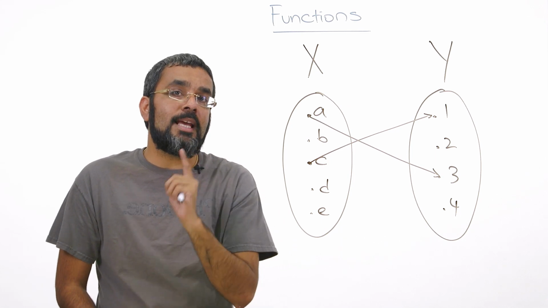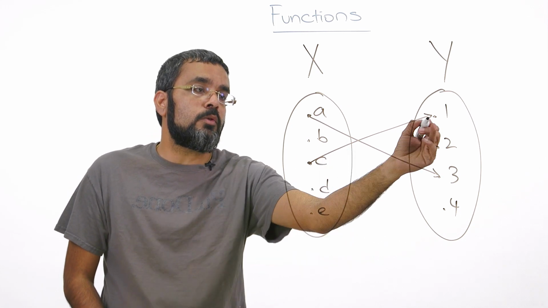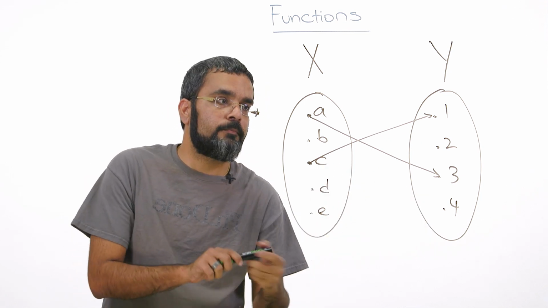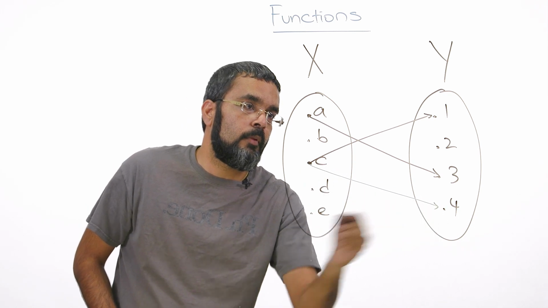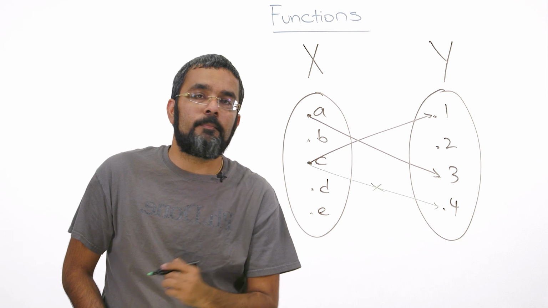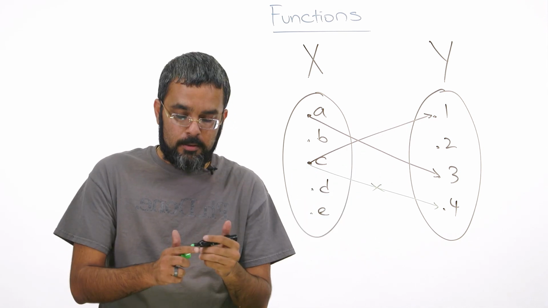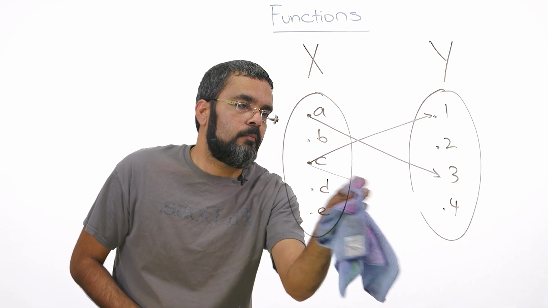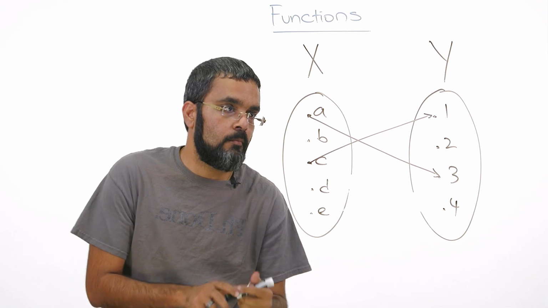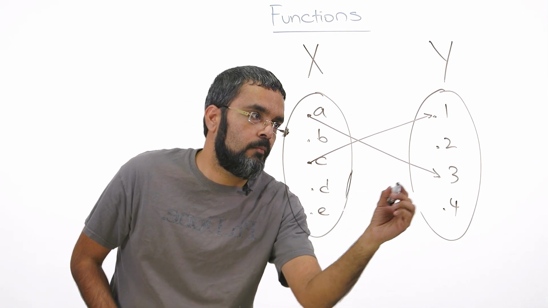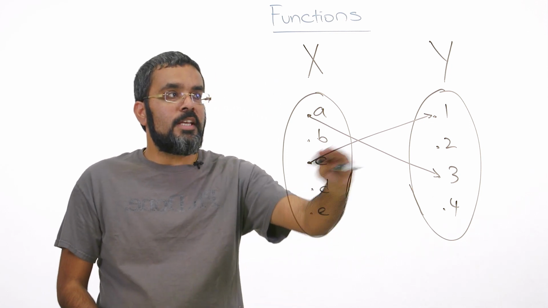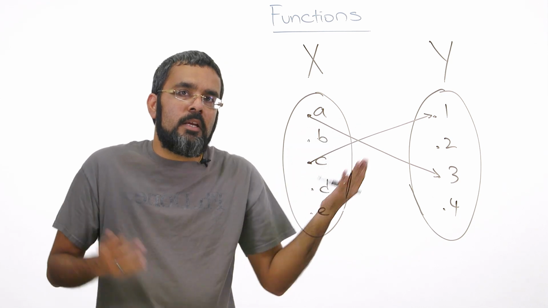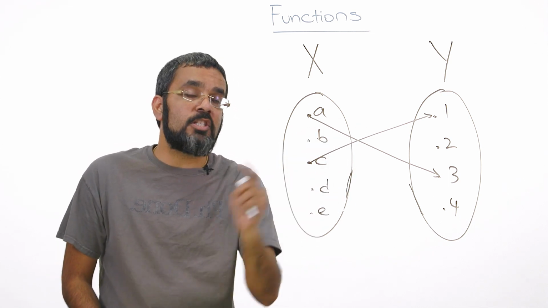Now it can only assign it to one element. So I cannot say that C goes to 1, but C also is assigned 4. If I assign C to 4, then it's no longer a function. This cannot happen. C has to be assigned only one element. Well, now you say maybe B doesn't need to be assigned anything. Well, that cannot happen either. B has to be assigned something.